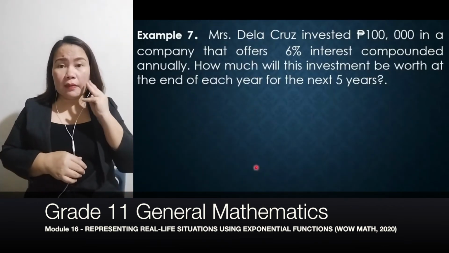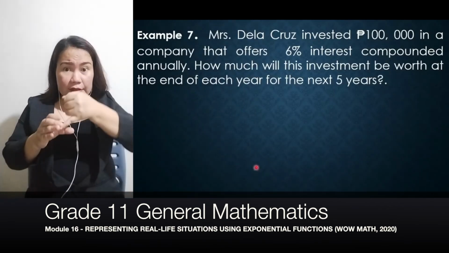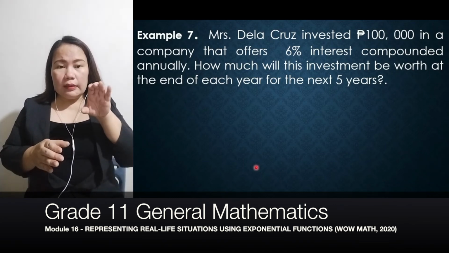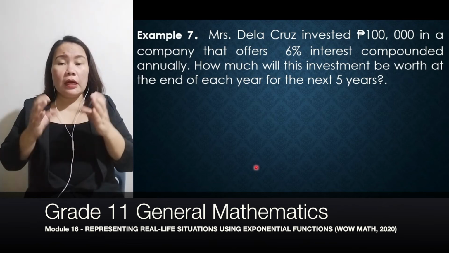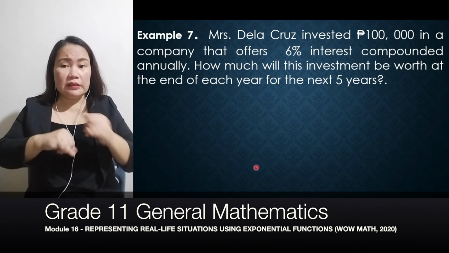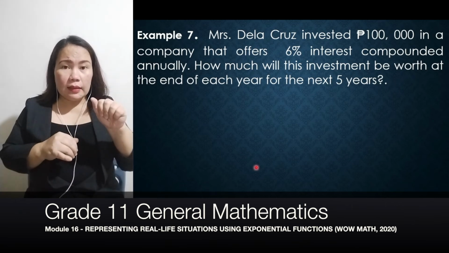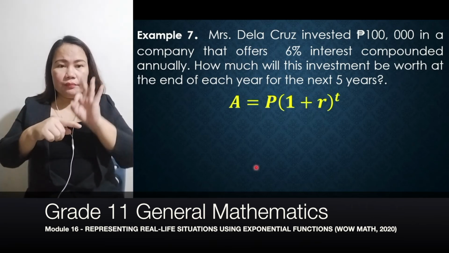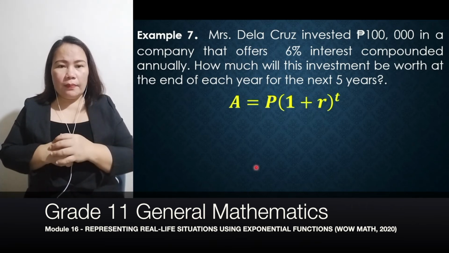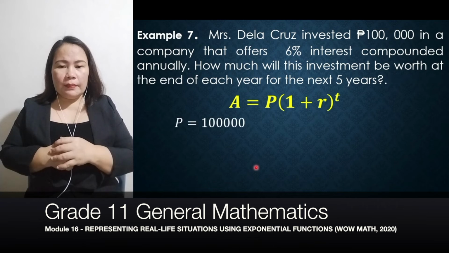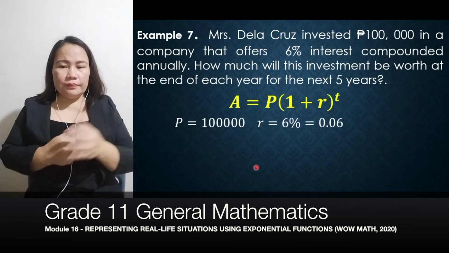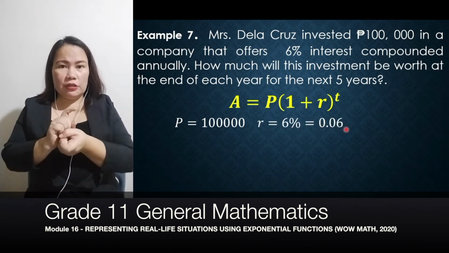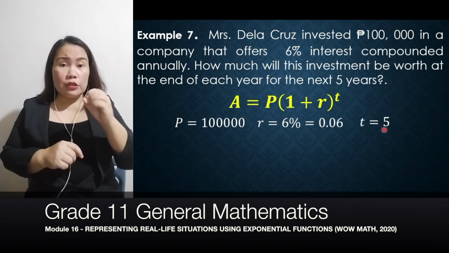For example, Mrs. De La Cruz invested 100,000 in a company that offers 6% interest compounded annually. How much will this investment be worth at the end of each year for the next 5 years? So, using the exponential model, A is equal to P times 1 plus R raised to T. So, ano yung principal amount natin dyan? That is 100,000. And the annual rate is 6%. So, kapag naka-percent yan, we need to convert into decimal. And our time, the given time is 5 years.